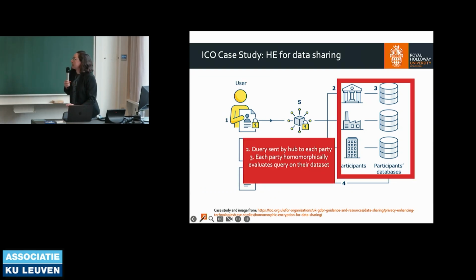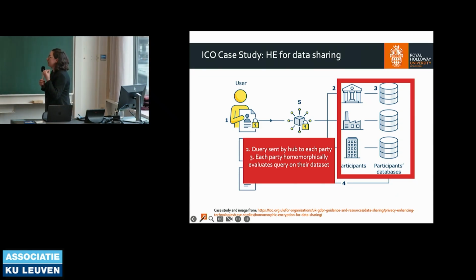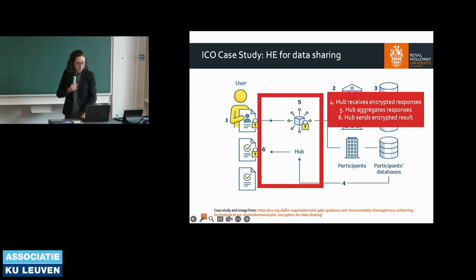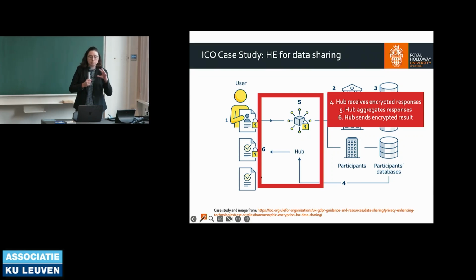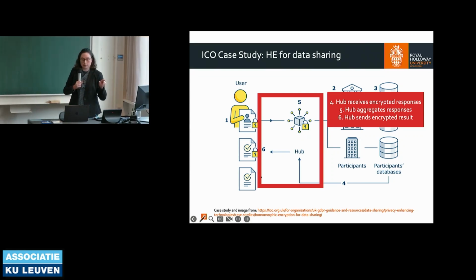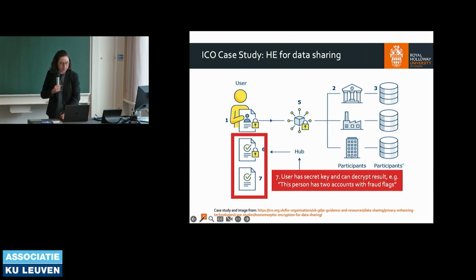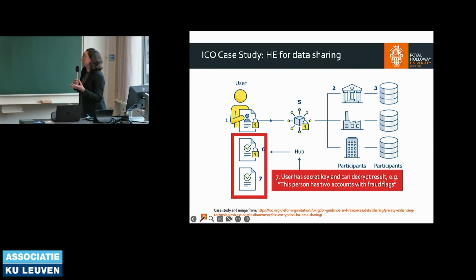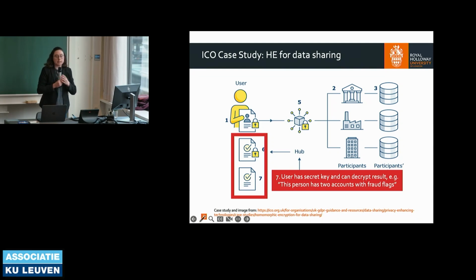So the user creates that encryption and sends it via the hub, who sends it on to all of the other parties. Each party then locally, homomorphically evaluates this query that the user has requested and gets some output ciphertexts. These are sent back to the hub, who aggregates them into one output ciphertext, and that's sent back to the user. So it's still encrypted, and the user is the person with the secret key, so they're the one who's able to decrypt, and they find the aggregated result, which in this example could be that this named person has 2 accounts with a fraud flag.